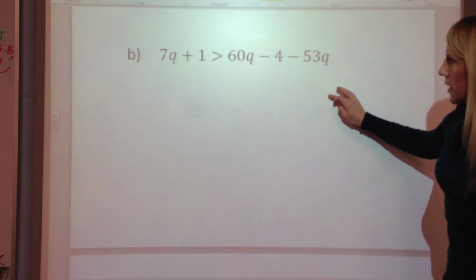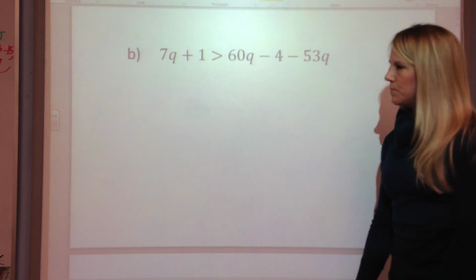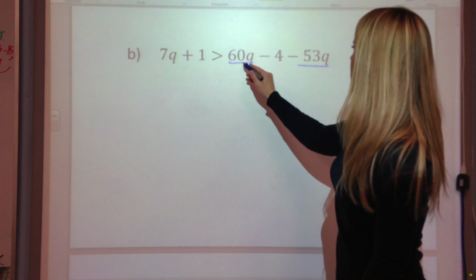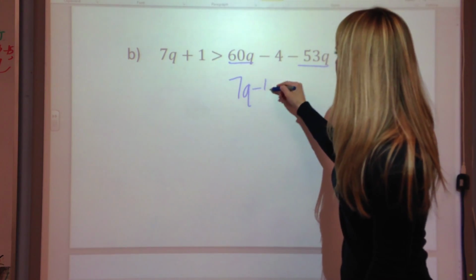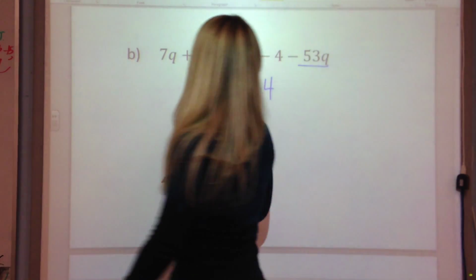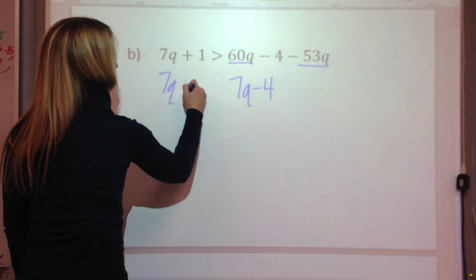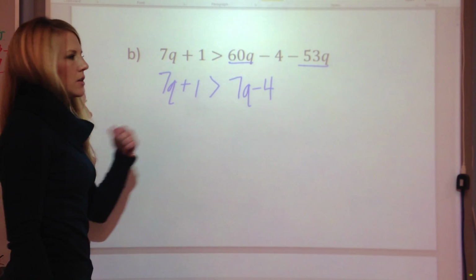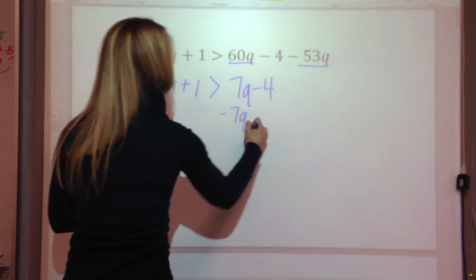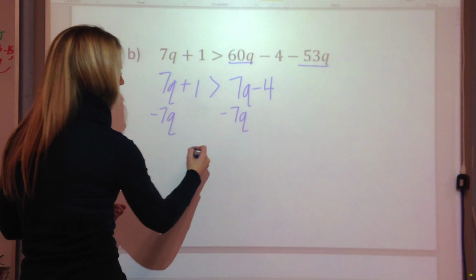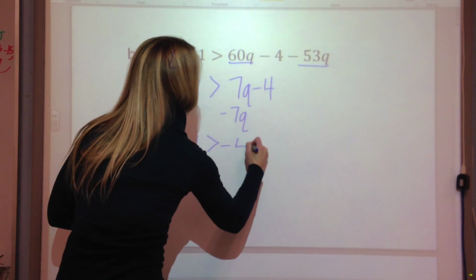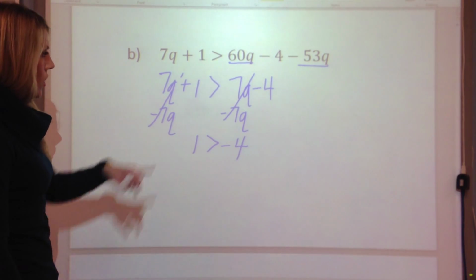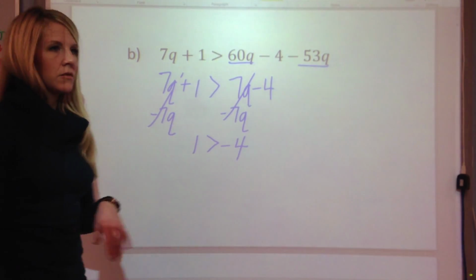So now we have an inequality. Remember, we solved these the exact same way. So the right side I can simplify. I get 7q minus 4, 60 minus 53. And the right side I don't need to do anything with. So now it's just a matter of get the variable to one side, number to the other. So I'll subtract 7q from both sides. Just one way to start, not the only way. This cancels and this cancels because I just get 0. So then I end up with 1 is greater than negative 4.